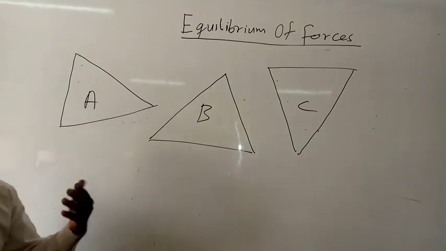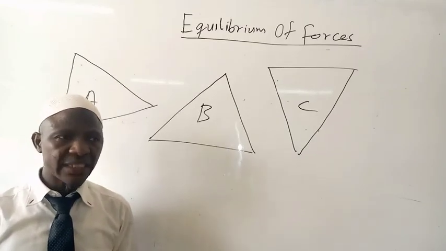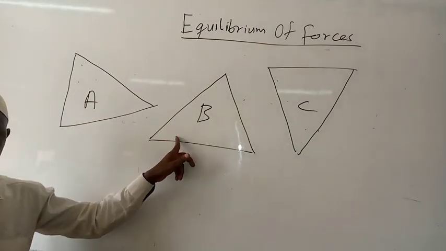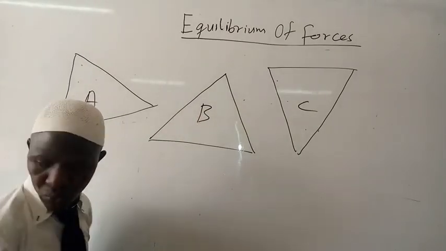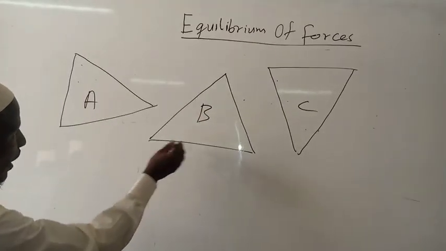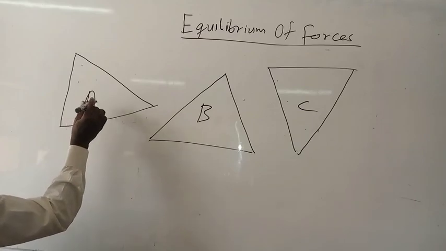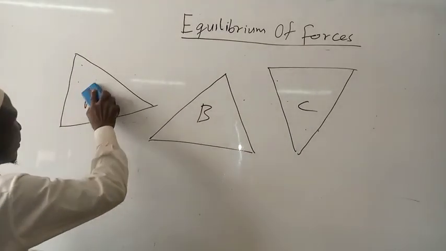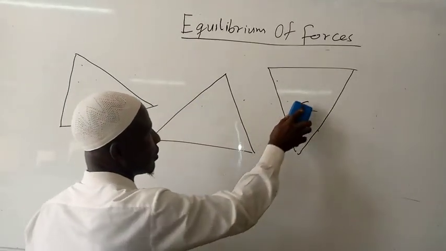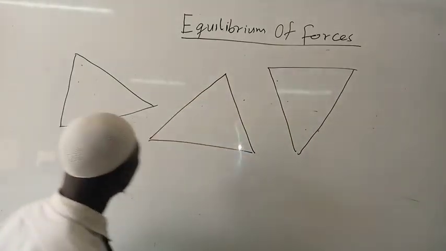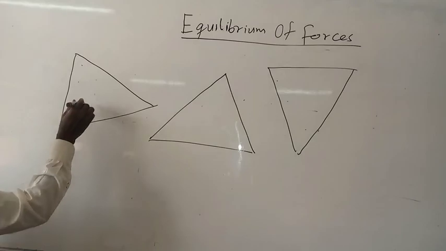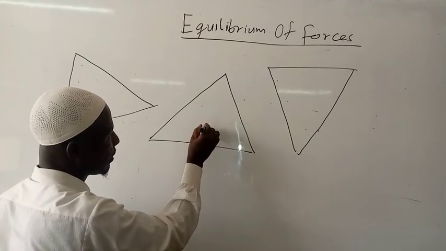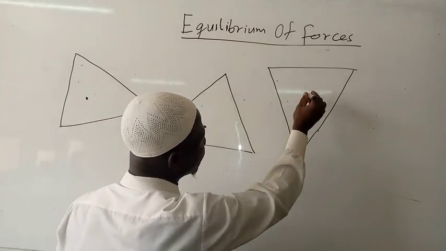Then we can relate the center of gravity of a body to the stability of the body. Now let's look at these three diagrams. Look at this one. The center of gravity of this one, the point where it can be supported without falling down, is here. Then this one is here, and this one is here.